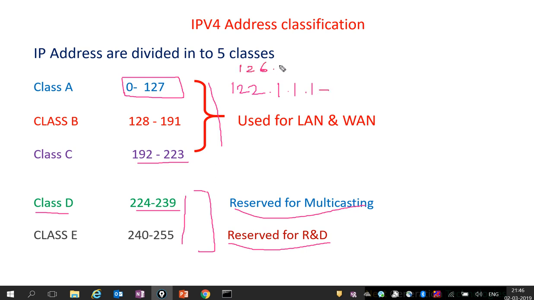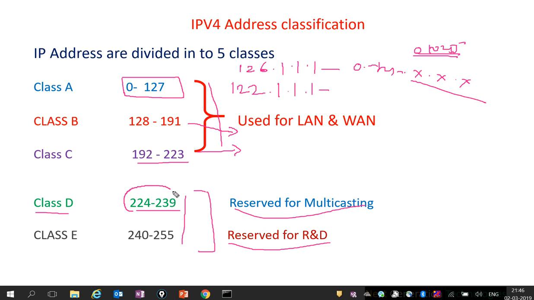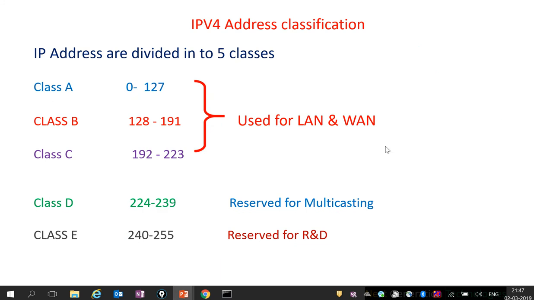Another one, 126.1.1.1, is also a class A IP address. So from 0 to 127 is the first number, and then the next three numbers may range from 0 to 255, then it is a class A address. In a similar way, it is applicable for class B and class C IP addresses. And this 224 to 239 we cannot apply for the network or the host part. We will see it through some examples.